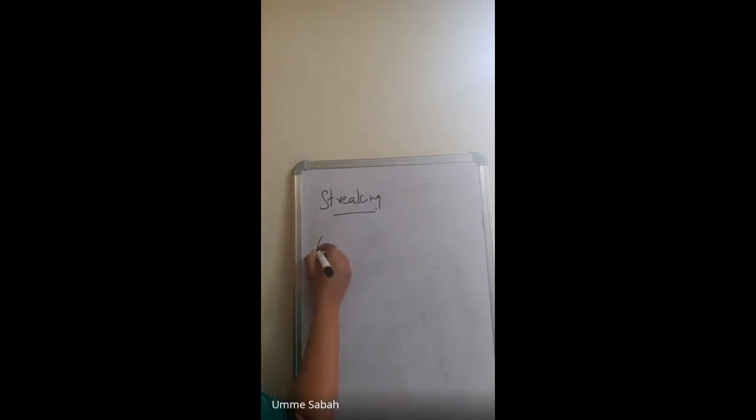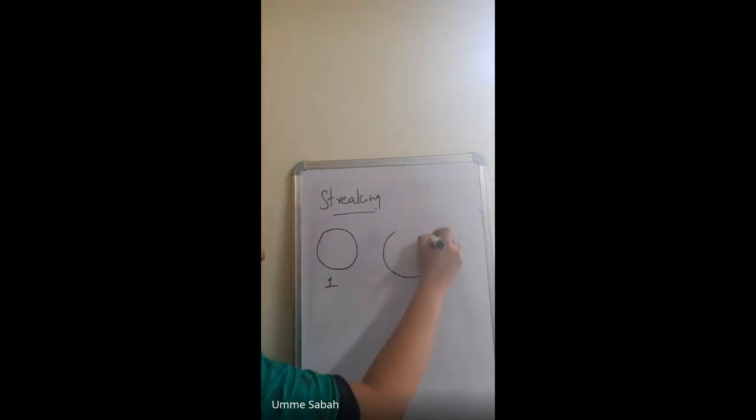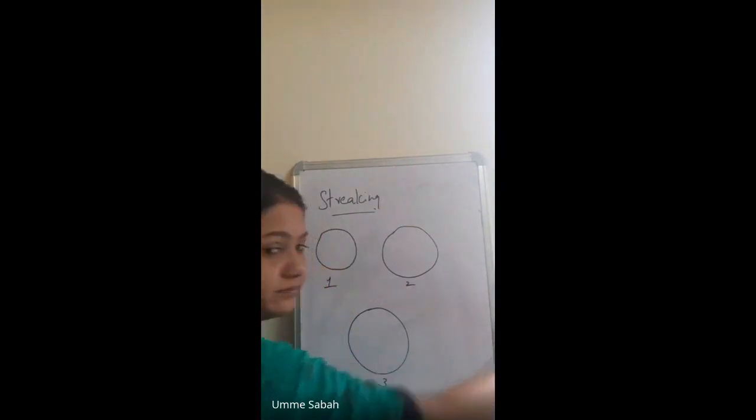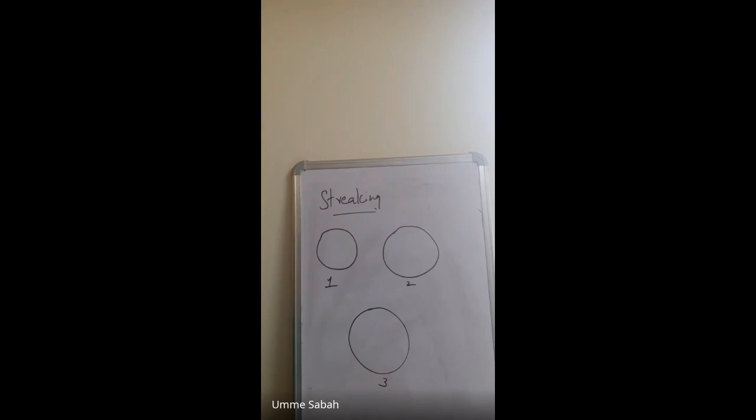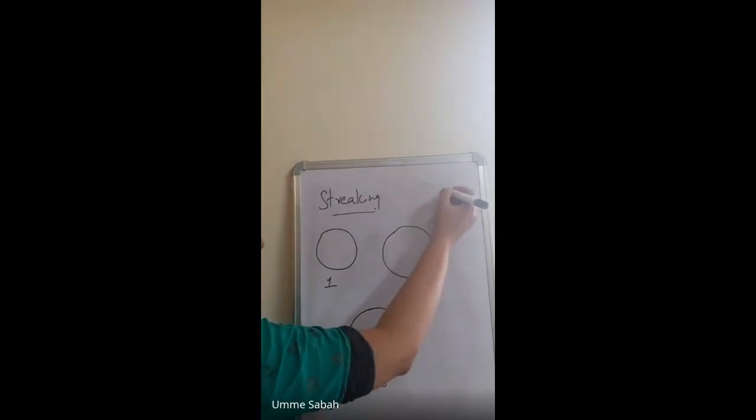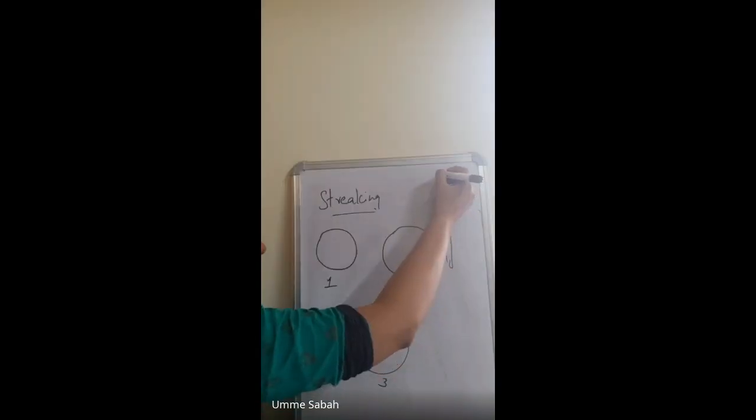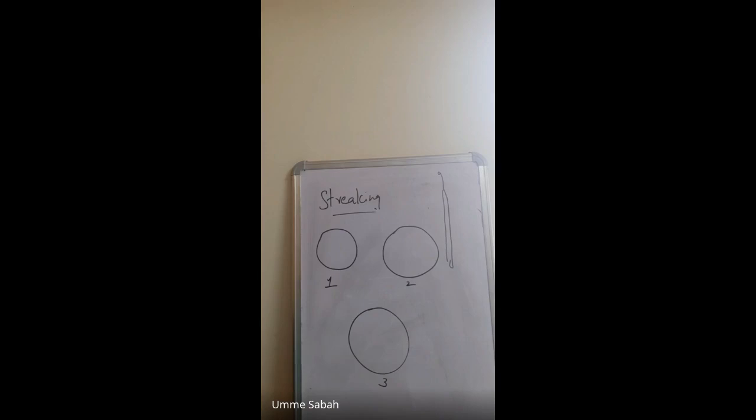Streaking. So for example, this is my plate one, this is my plate two, and this is my plate three. Three different plates. Can you all see? Yes, ma'am. So three different petri plates I have, and I have to streak. Streak means I'll have one loop. I'm drawing one loop for you too. It's the inoculation loop, ma'am. If you have seen it, well and good, and if you don't know, I had one somewhere in my house, but I cannot see it. So one loop will be there, and with the help of the loop, we streak it.